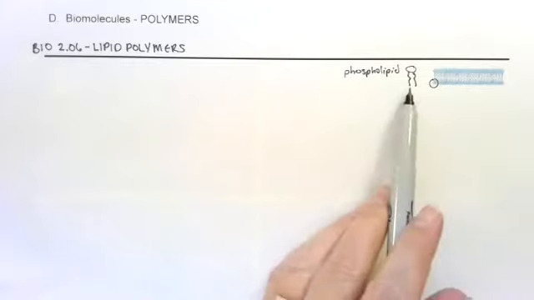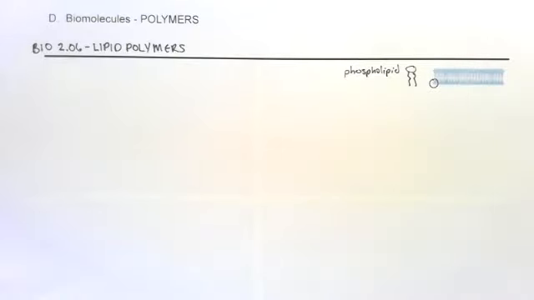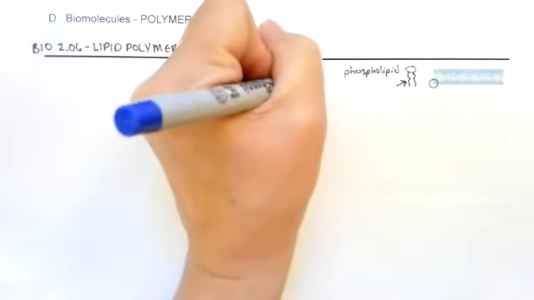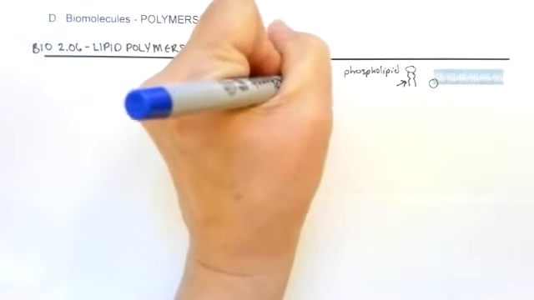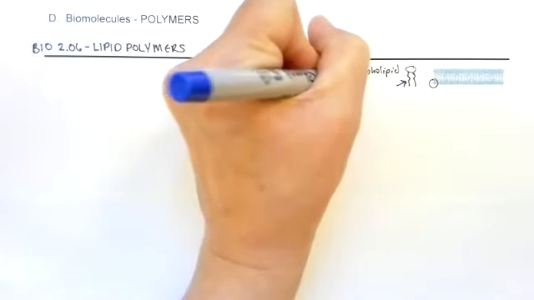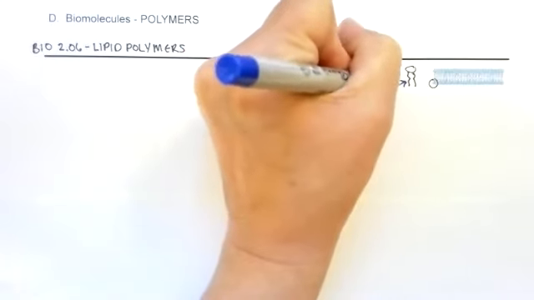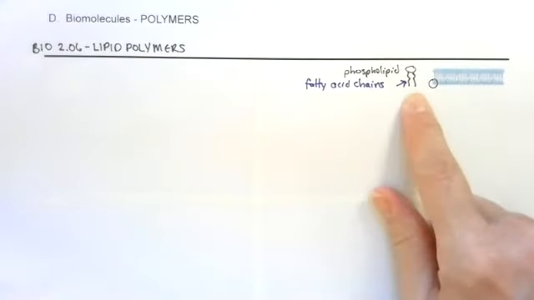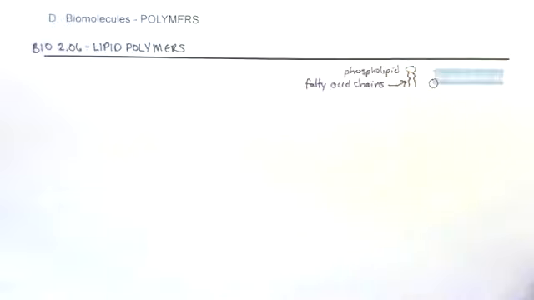So what I really want to focus on today is this structure right here. These are called fatty acid chains. We do have a couple of different kinds of monomers. This is one of the more common ones, but these fatty acid chains are also something that we want to talk about.